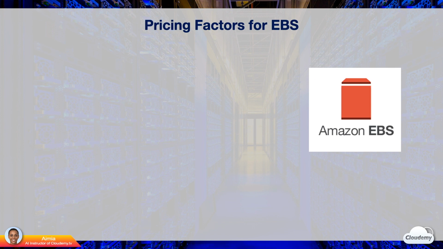EBS provides block-level storage volumes for EC2 instances. EBS volumes are off-instance storage that persists independently from the life of an instance. For example, when you terminate an EC2 instance, you may still be charged for EBS volumes if you set delete on termination to false. When you estimate the cost of EBS, you need to consider the following.